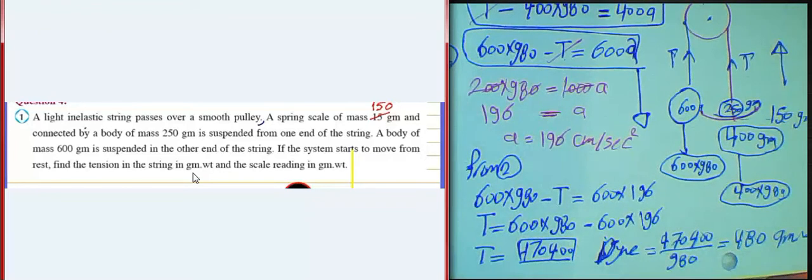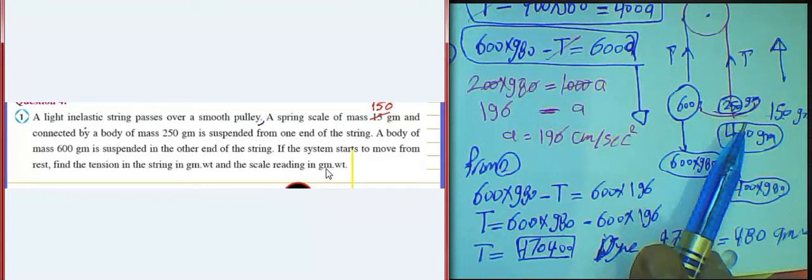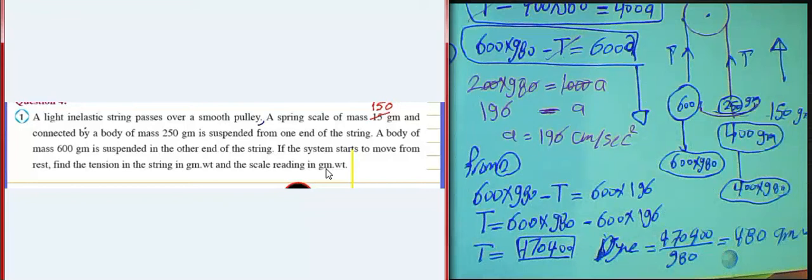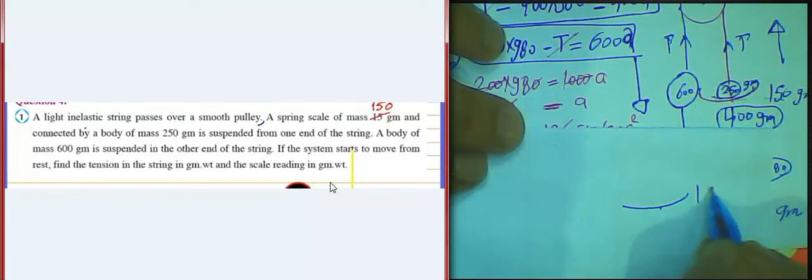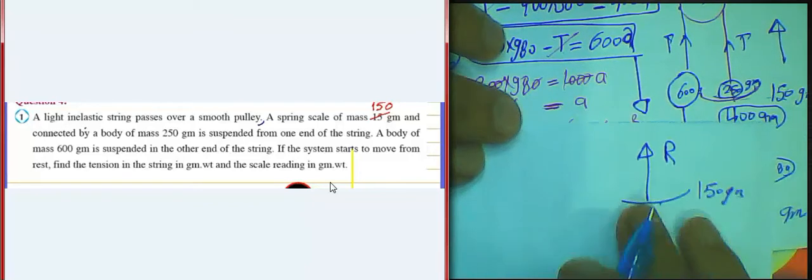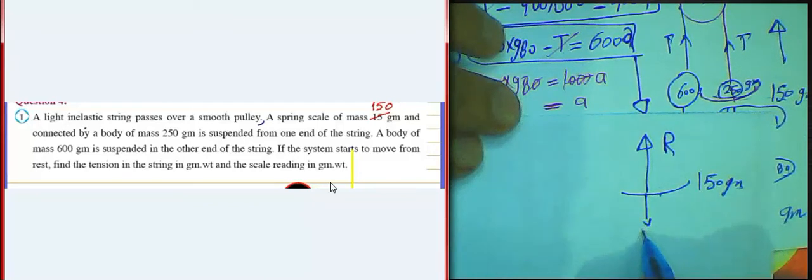And what's the second? You want to find the scale reading in gram weight. Scale reading about what? About the smooth pulley spring scale. About the spring scale here, you want to find the reading of the scale. Look at here, it was 150 gram. You want to find what? R, the reading of the scale here. We have the weight here.